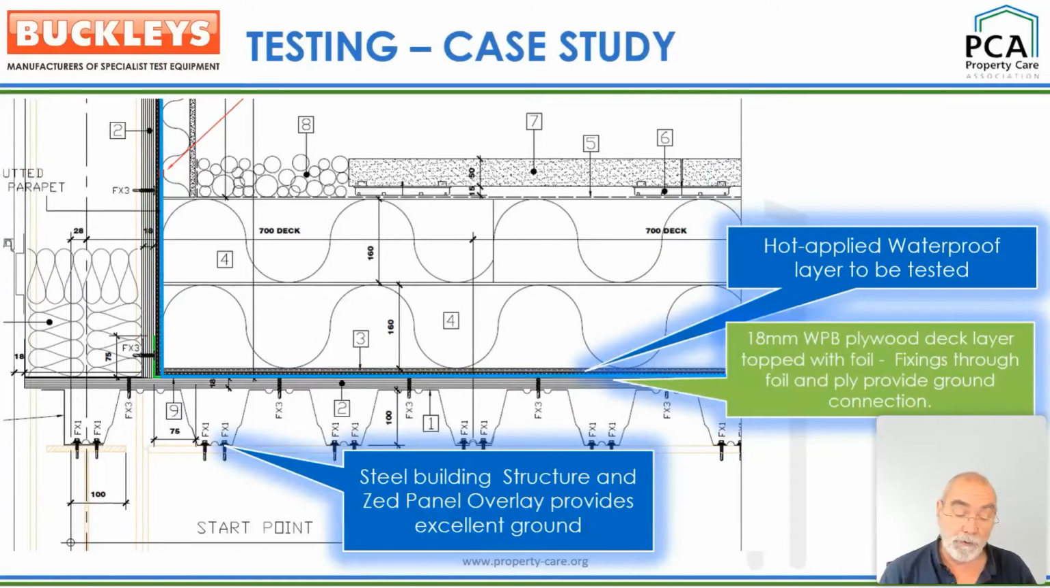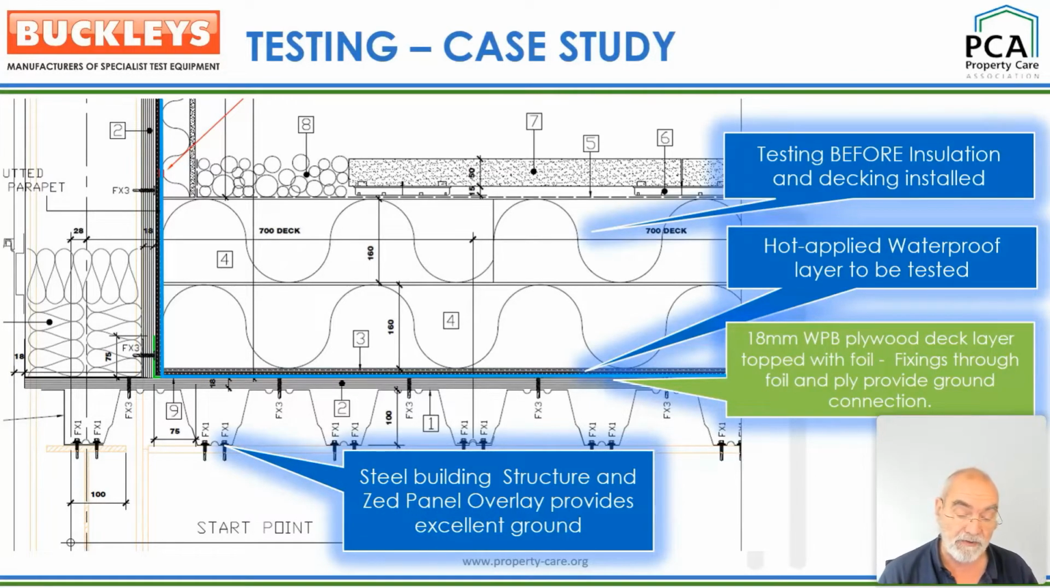Another option would be to provide a grounding layer below the hot applied waterproof layer, and a number of proprietary conductive fabrics exist specifically for this purpose. Driving the fixings for the WBP through such a fabric would ensure effective grounding, and again, a high degree of confidence would be obtained from such an approach. Clearly, this technique would require agreement of both the conductive fabric manufacturer and the waterproofing material suppliers to ensure product compatibility. And I would obviously recommend testing before adding the insulation and topping layers.